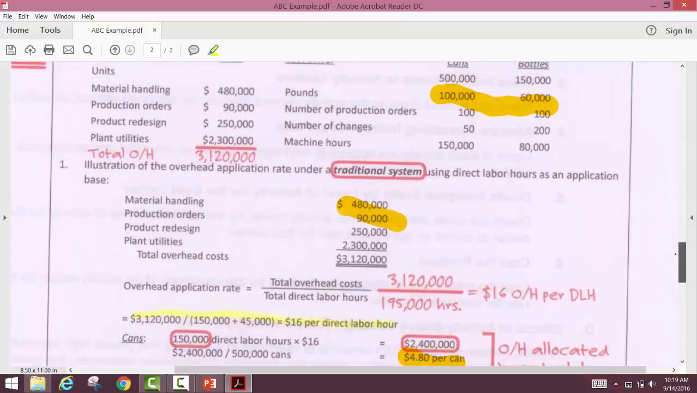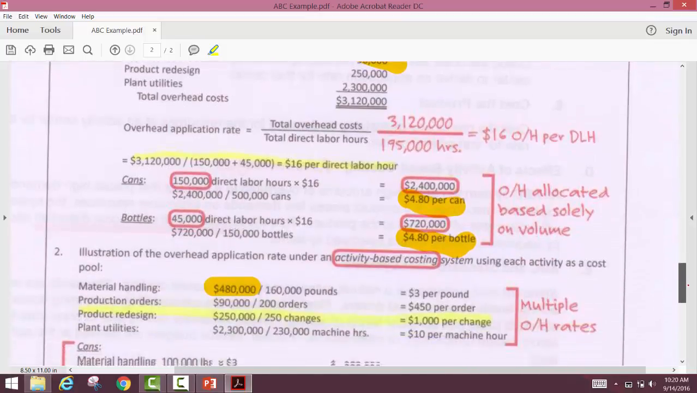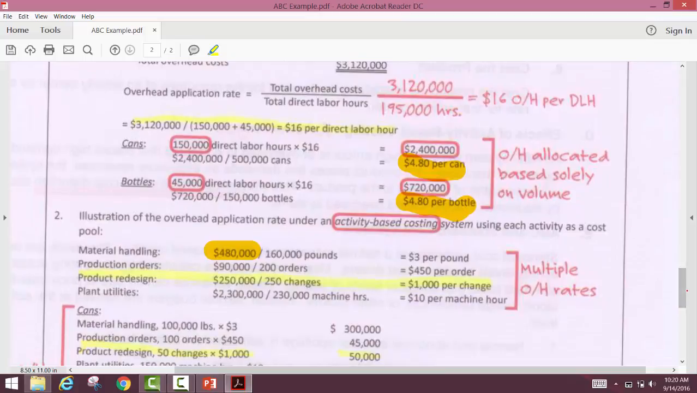Okay, then you come back up, and you have production redesign, and that costs $250, and the cans only have 50 redesigns, and the bottles have 200, don't they? So that's 250 total, going to be divided by the 250,000. Now that's $1,000 per change, and the reason I highlighted that was that when I'm looking at this question, I'm thinking, uh-oh, bottles are probably a little more expensive to produce than we thought because they use a lot of that very expensive activity, don't they?